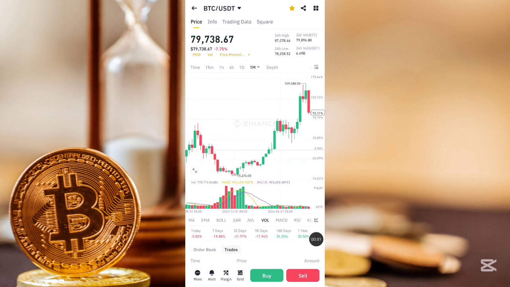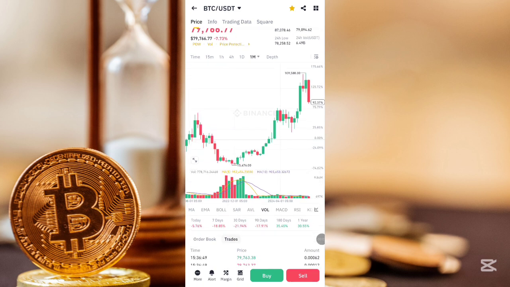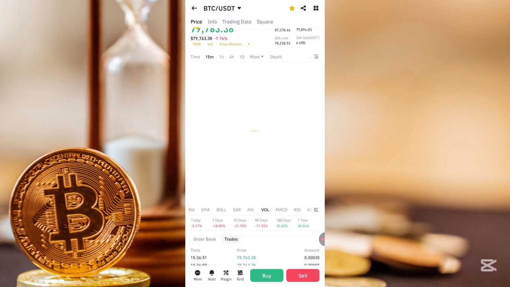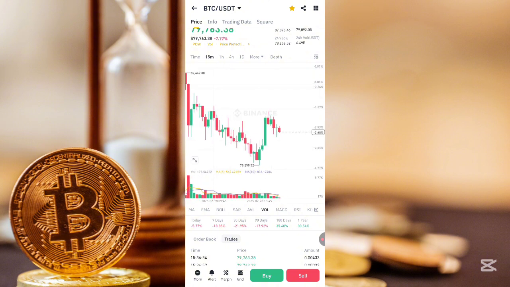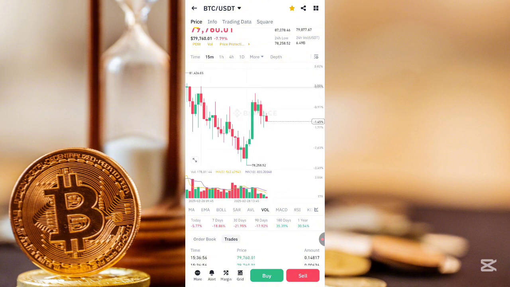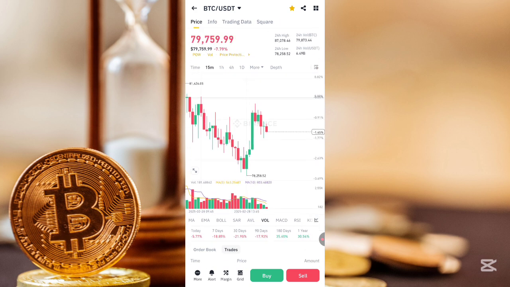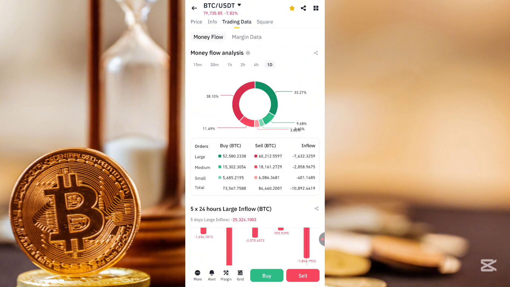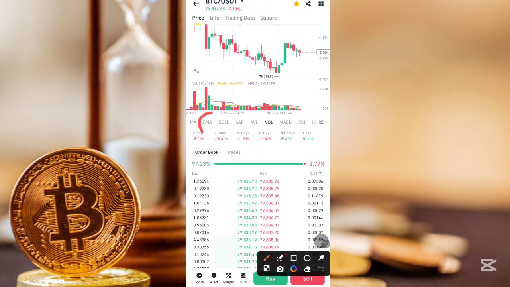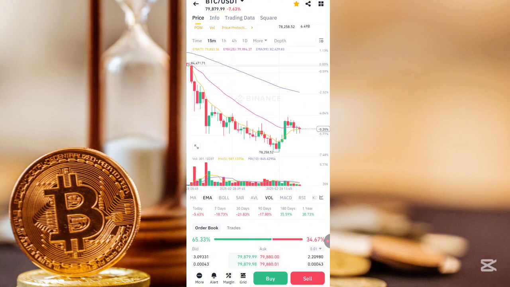Now, let's discuss a powerful spot trading strategy that can help you make consistent profits on Binance. The strategy we're using today is called the Moving Average Crossover Strategy. It's a simple but effective method to catch trends early and ride them for profits. We'll use the 50-day Exponential Moving Average, EMA, for the short-term trend and the 200-day Exponential Moving Average, EMA, for the long-term trend.